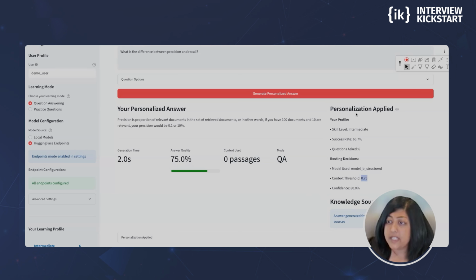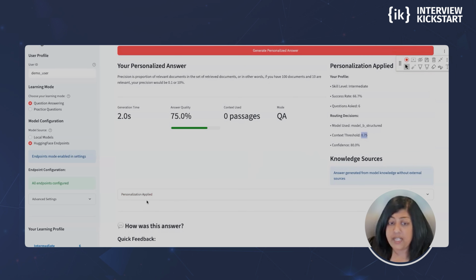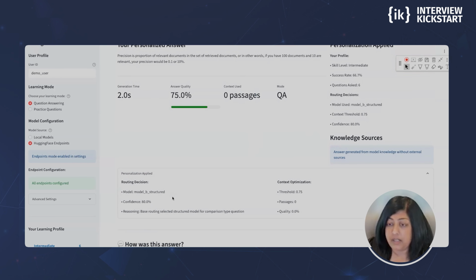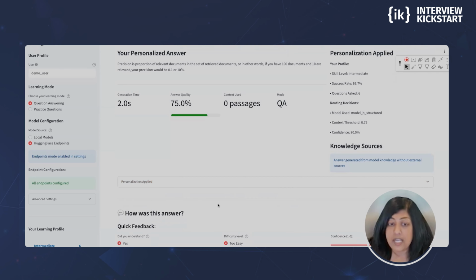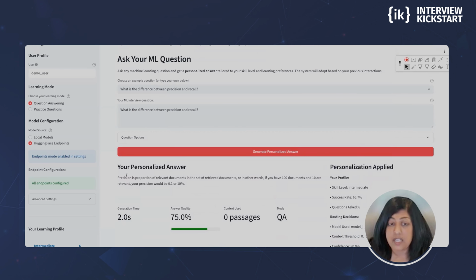All right. And this is the personalization that has been applied. And you can see here, based on the routing decision, what were the context optimizations that were applied. Remember, each of these are agents working in the background to do the routing decisions, right? This is after the fact. This is just showing you what has happened after the fact, right? The answer has been generated, and there you see this is your personalized answer.